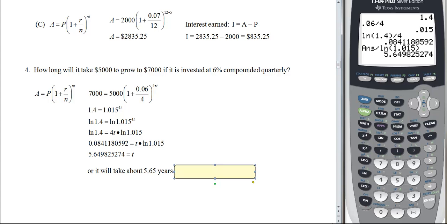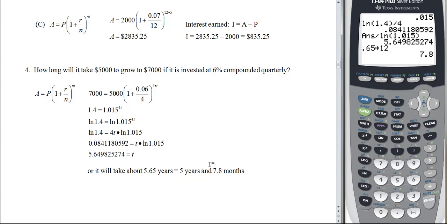Okay. Now if you take the 0.65 and multiply that by 12, it tells you how many months. So 5 years, 7 months, and we'll stop there, or 7.8 months. But that's how long it's going to take for that money to grow. So you're going to be running into these, so you need to try and recall that natural log of both sides, which we can then use the power rule, and it brings it out front. And that's it for this one. Thank you.